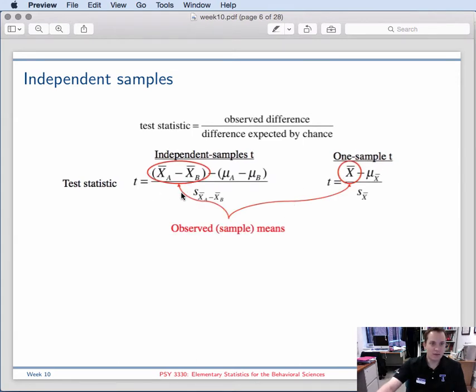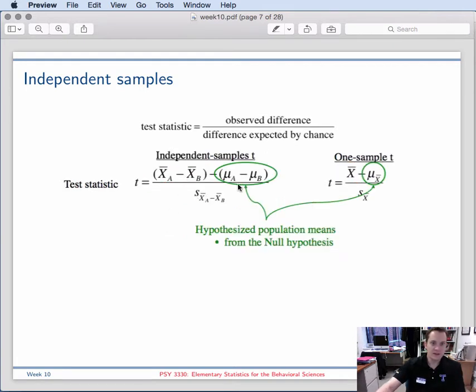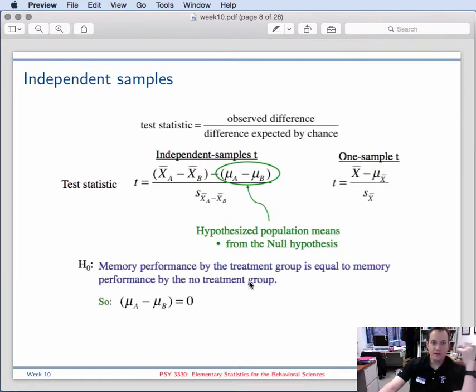What you've got here on the left, this XA bar minus XB bar, is just the difference in the observed sample means. So that's still the sample stuff right there. This stuff on the right is still the hypothesized population mean, just like before. You had something similar to this last week, if you remember, when we did a paired samples t-test, which had a very similar formula. And if you remember, the null hypothesis says that this mean and this mean are going to be the same, that there's no difference between the population means.